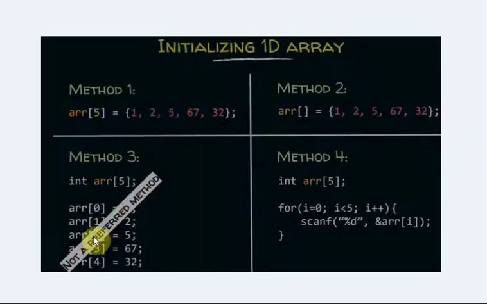For each and every element we can say array 0 is 1, array 1 is 2, likewise here, finally the array will be like this. But this is very complicated, no? This we can simply do like this, no?